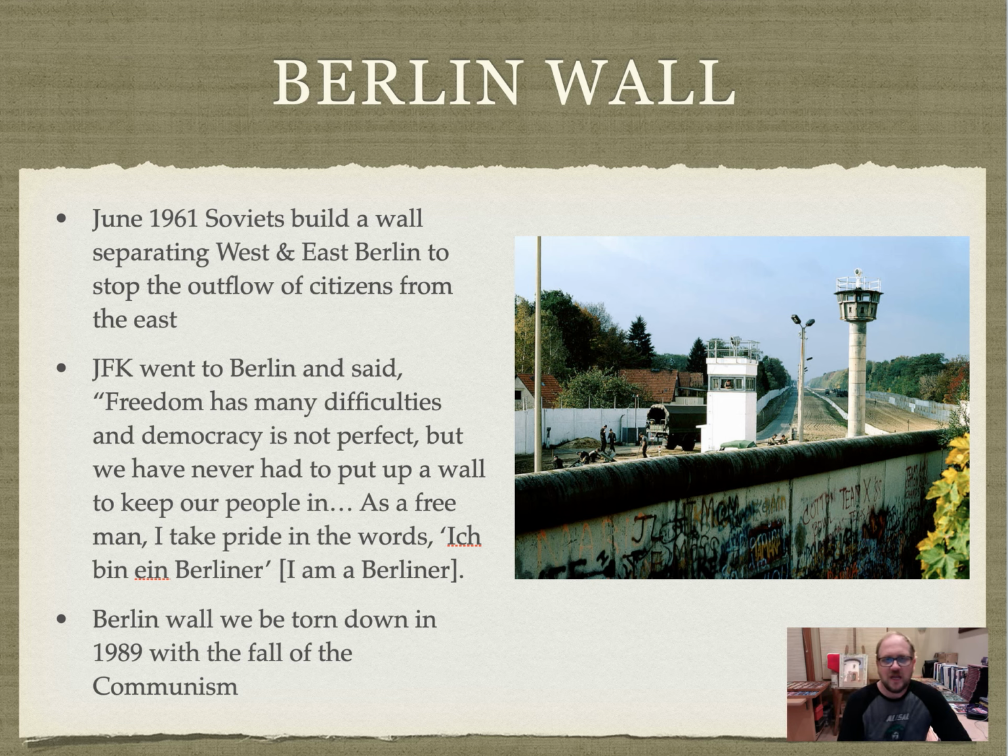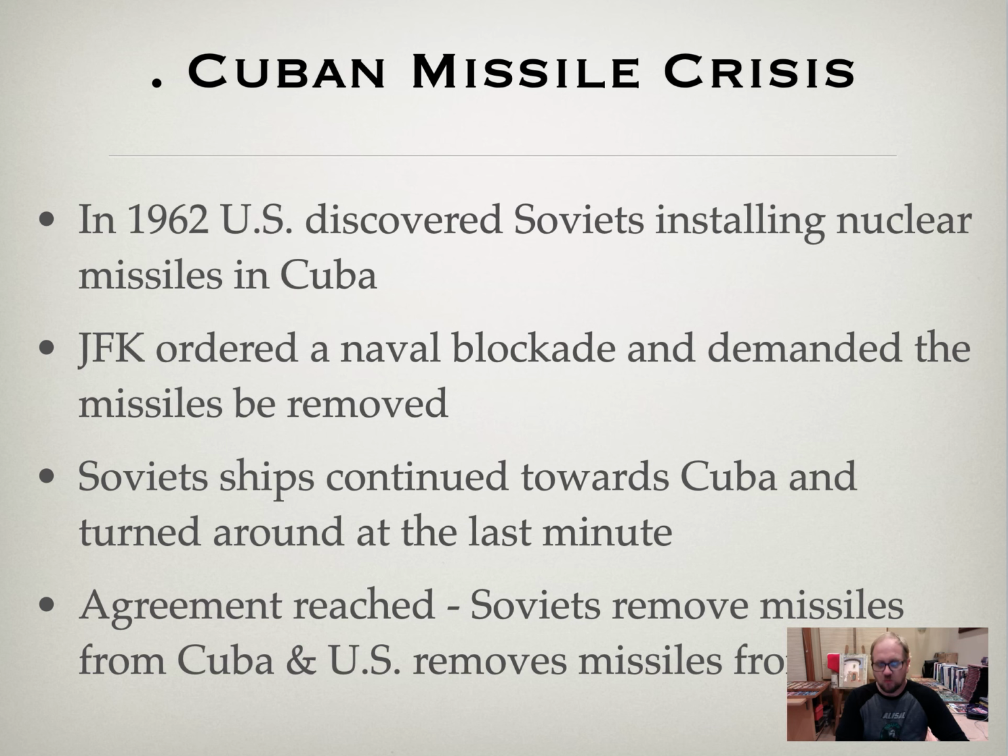JFK went to West Berlin and made this really famous speech. Here's what he said: "Freedom has many difficulties, and democracy is not perfect, but we have never had to put up a wall to keep our people in. As a free man, I take pride in the words Ich bin ein Berliner," which means I am a Berliner. It's a famous Berlin speech. Eventually, the Berlin Wall will be torn down with the fall of Soviet communism in the late 1980s, early 1990s.